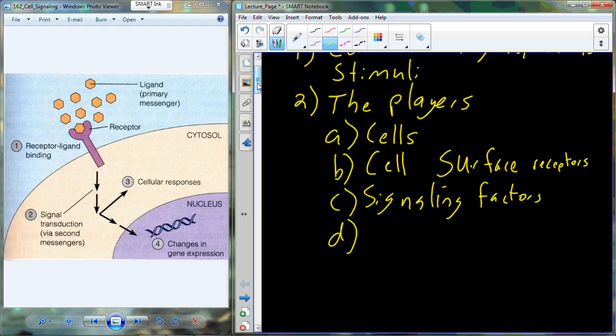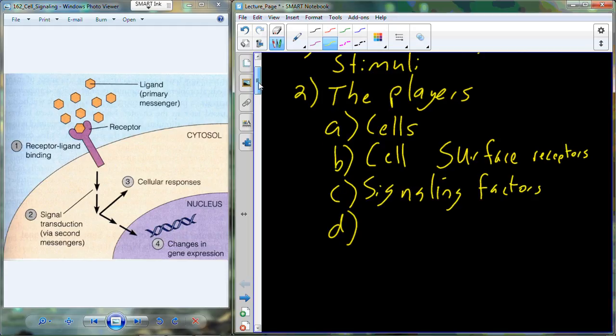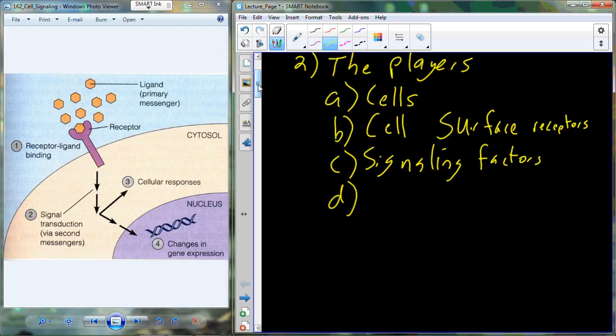Now, the interaction between the receptor and the signaling factor is going to lead towards changes in the cell, a change in cell physiology. And really, to get from the receptor to that change, there's a bunch of steps in between. There's a bunch of chemical things that have to happen in the cell. And we're going to call those signal transduction pathways.